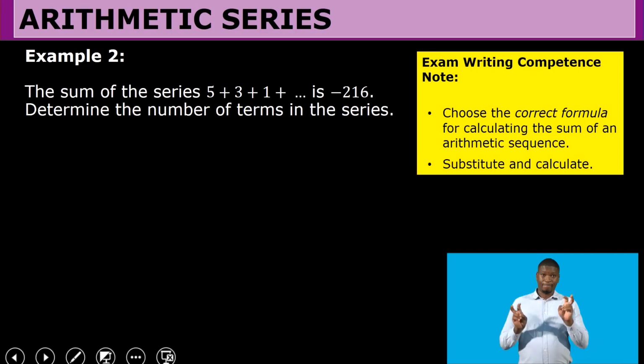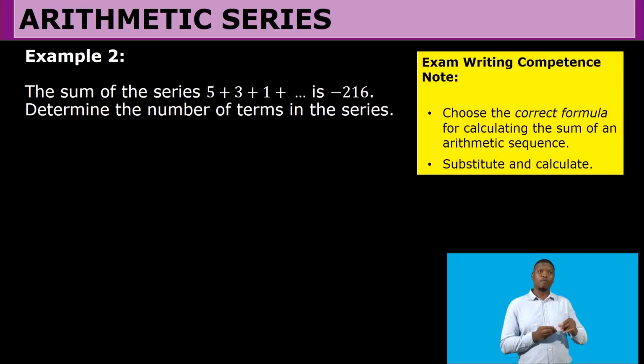The second example says the sum of the series 5, 3, 1, and that series of course continues, is negative 216. Determine the number of terms in the series. Well, firstly, we are calculating the value of n. So that's what we need to find there.